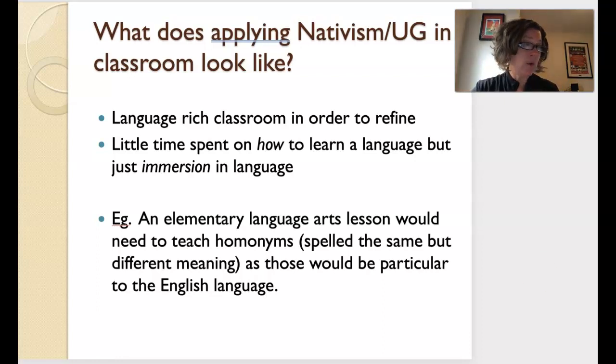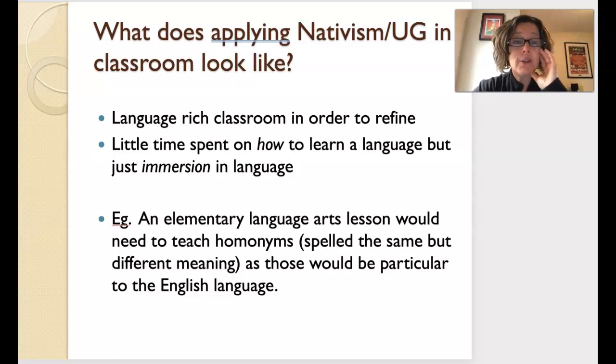You would have language-rich experiences in order to refine the actual learning of that particular language. There's little time spent on how to learn a language, but just immersion in the language. So there's kind of a key. French immersion teachers, Spanish immersion teachers, they probably have a little bit of nativism in them, because their attitude is, I'm just going to speak French to these kindergarten kids. And those kindergarten kids, because they have the mental capability to understand the language, they will figure it out even though they have never heard a word of language.